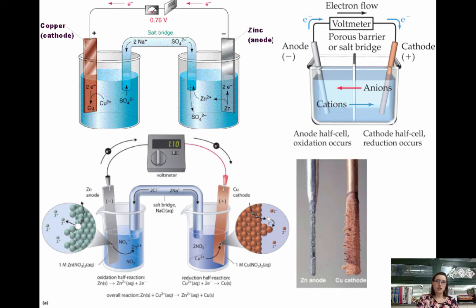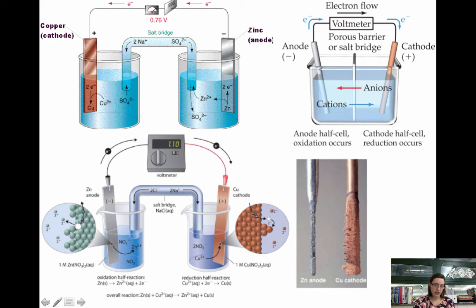Okay, so these just show different pictures of voltaic cells. Notice they all can be represented a little bit differently. Here we have a salt bridge, the inverted U shape. Here we just have a porous membrane or a porous disc. They both work. They both allow cations and anions to flow. It depends on what you have. Now notice down here the picture of the anode versus the cathode. Notice the anode has lost mass. The cathode has gained mass.